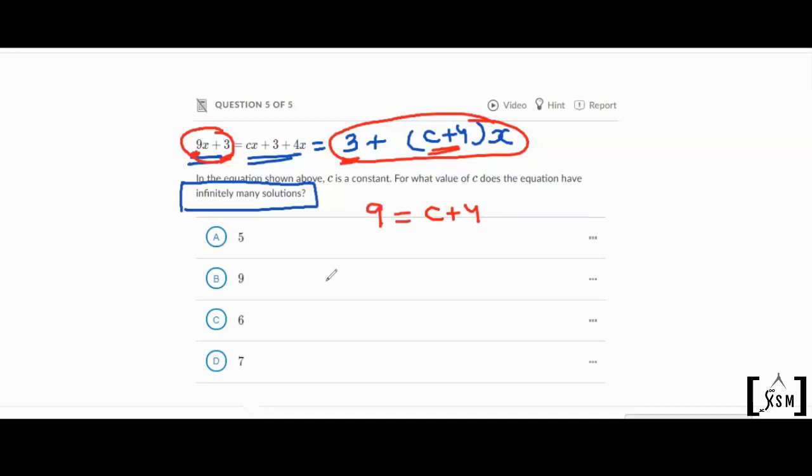So the correct value for c is option A. Again repeating, to have infinitely many solutions, the left side and the right side have to be equal. Great. Okay.